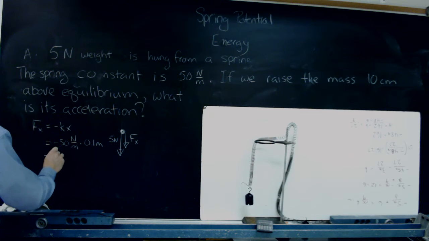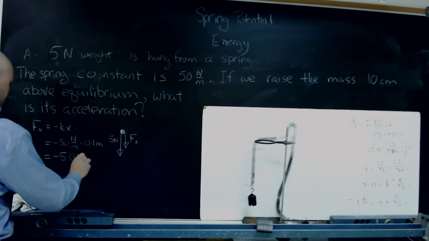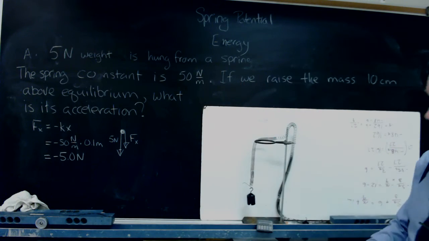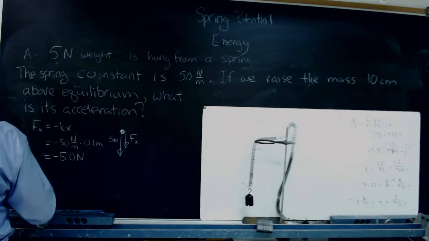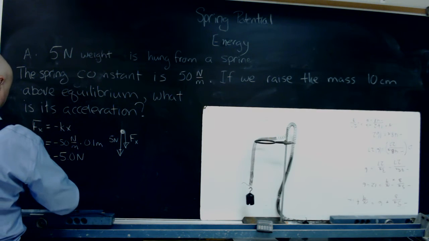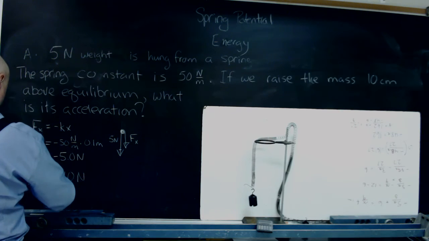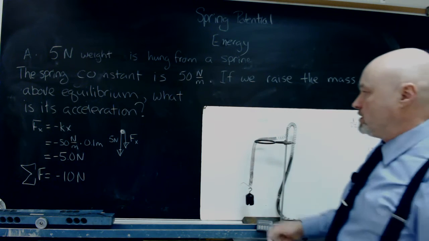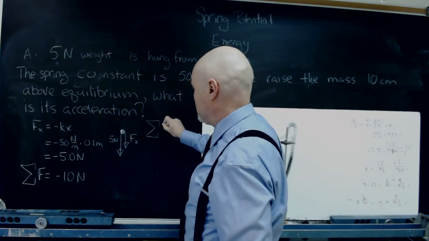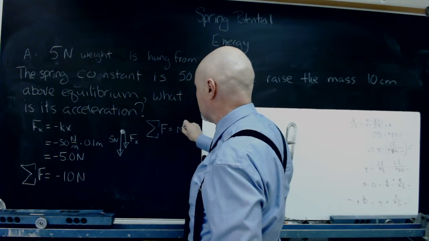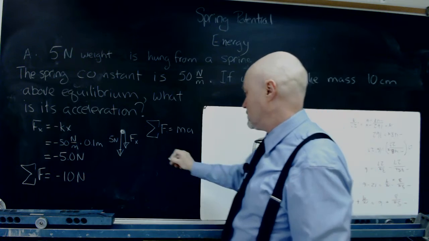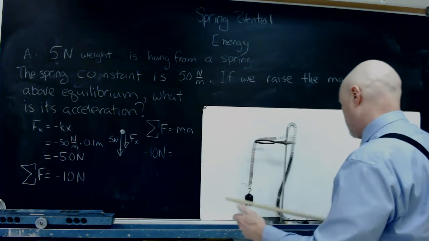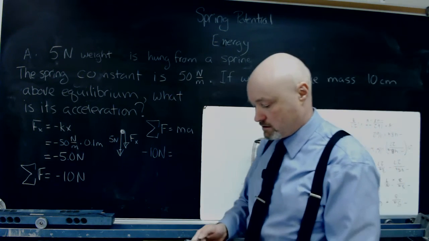And so Fx is 5 newtons downwards. And so the total force downwards is actually going to be 10 newtons. So we have 10 newtons down. We also know from a certain law that the sum of the forces is equal to the mass times the acceleration. So negative 10 newtons is equal to the mass times the acceleration.